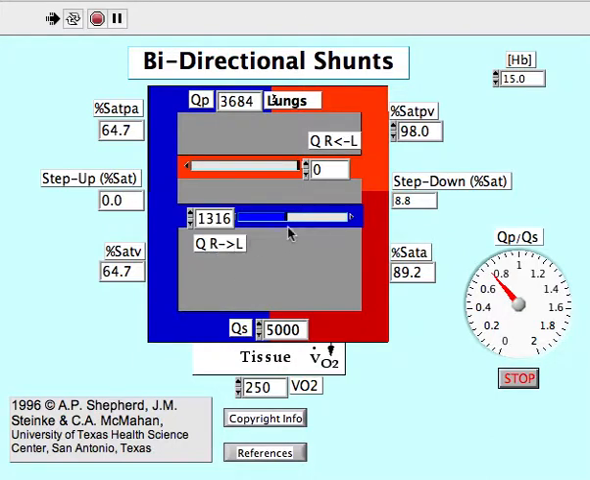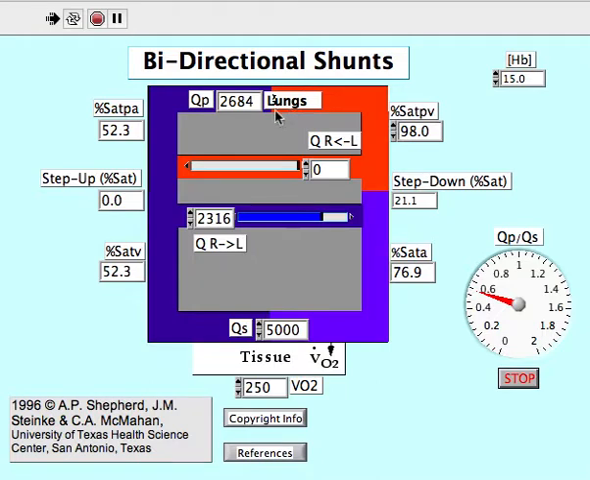Now, if we get rid of that, we can also create a shunt in the opposite direction, namely from the right to left. And in this case, watch what happens. That deoxygenated blood is coming over here and causing a step down in the oxygen saturation, the hemoglobin saturated with oxygen.